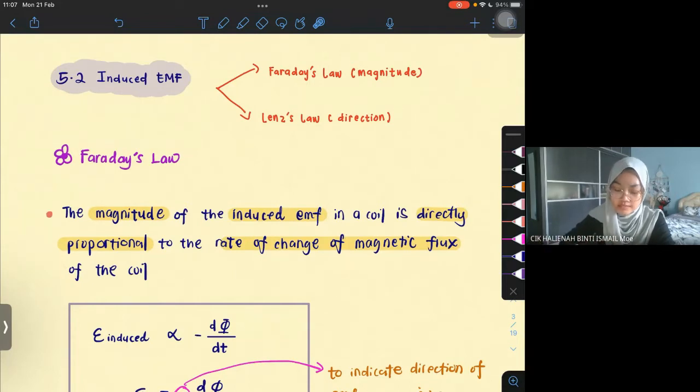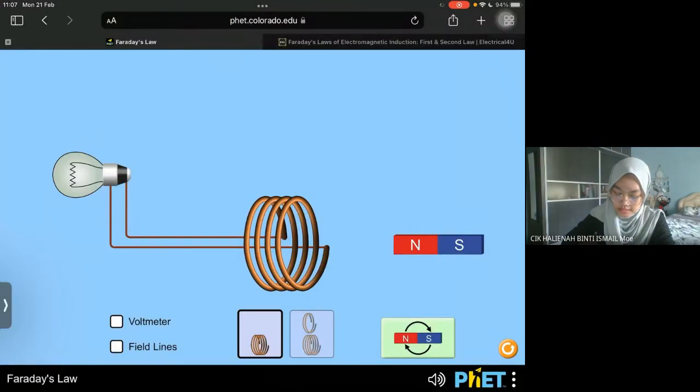So how does Michael Faraday do this? Okay, macam mana dia discover benda ni? So the experiment, okay, this is the setup of the experiment Michael Faraday buat. So apa yang dia buat?